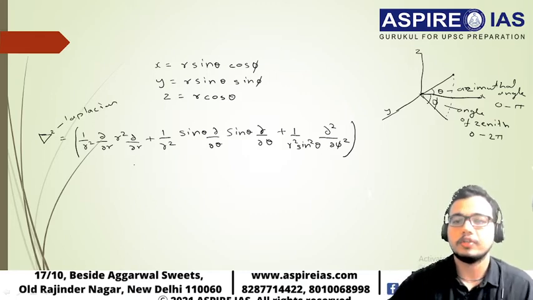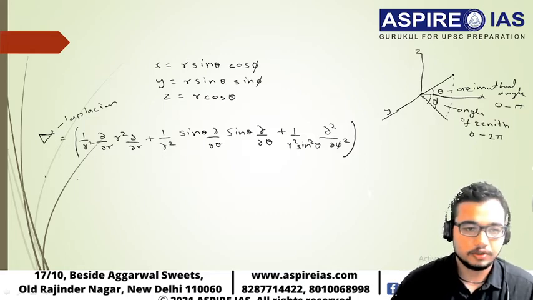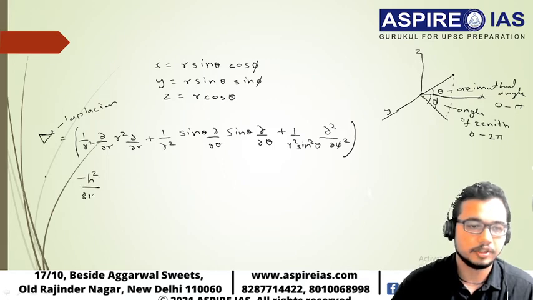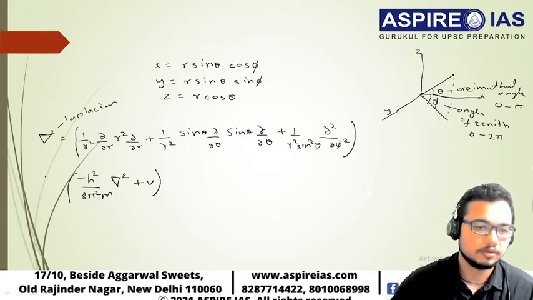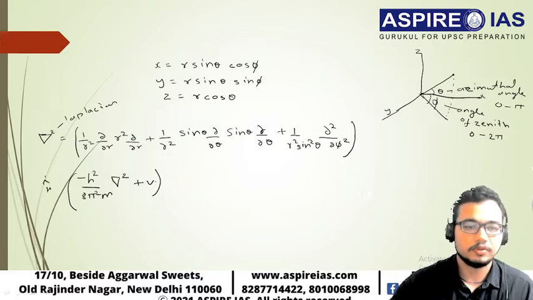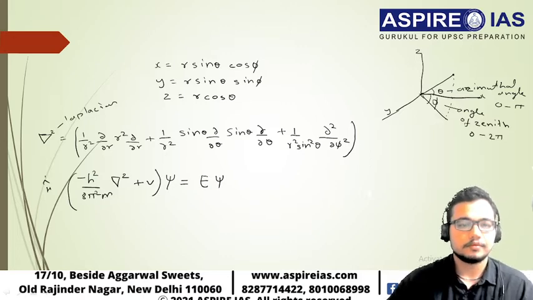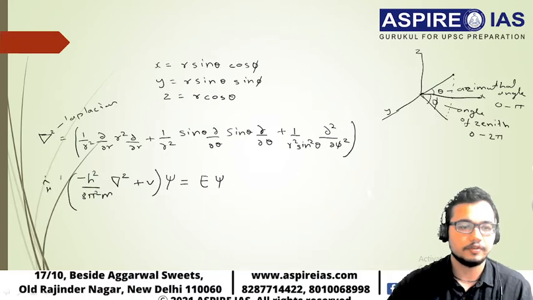Now our aim is to calculate the energy of the electron. Now for energy we need Hamiltonian operator. So like last time, Hamiltonian operator will be minus h square by 8 pi square m del square plus V. This one will be our Hamiltonian operator. Now upon operating this on psi or wave function, we get energy. This is the Schrodinger wave equation for hydrogen atom.